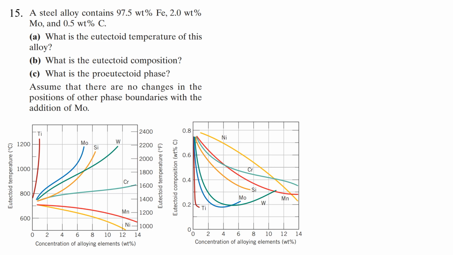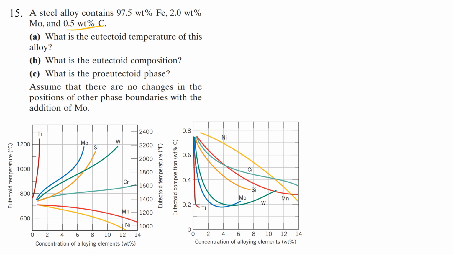We have a steel alloy containing 97.5 weight% iron, 2 weight% molybdenum, and 0.5 weight% carbon. What is the eutectoid temperature of this alloy? The eutectoid temperature you can just get if we have a plot like this. What you have to do is just take the concentrations.